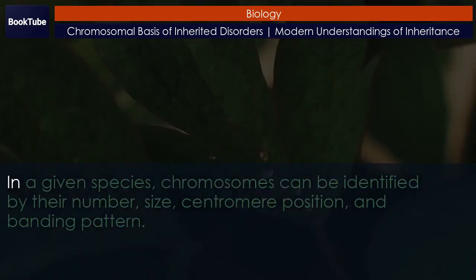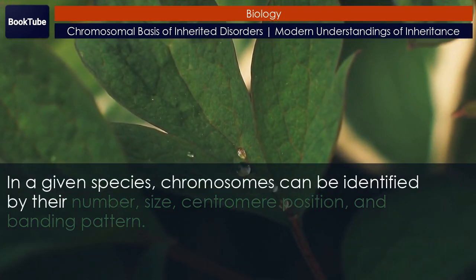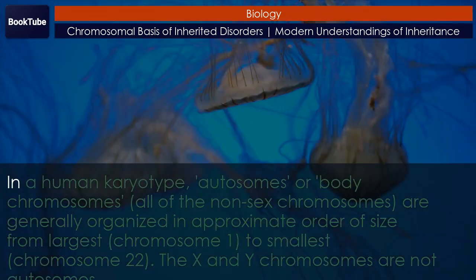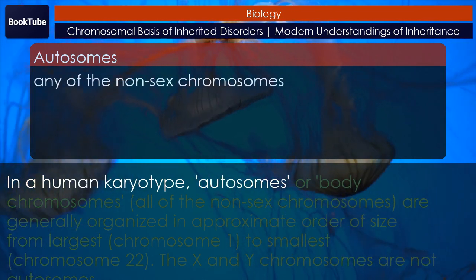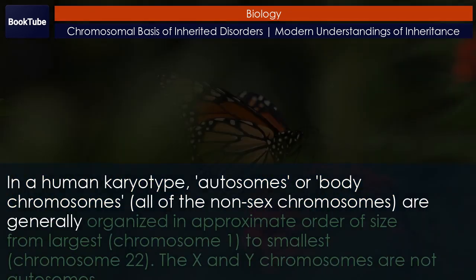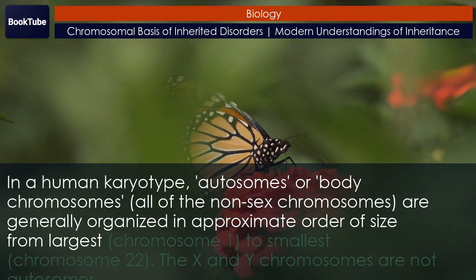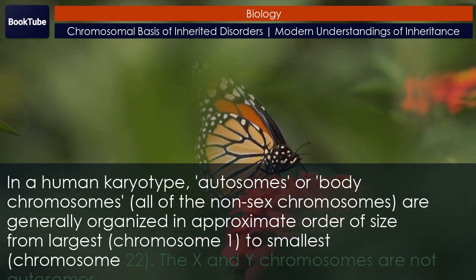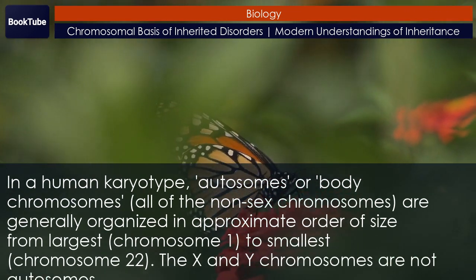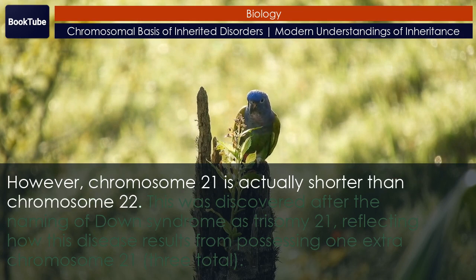Figure 1. In a given species, chromosomes can be identified by their number, size, centromere position, and banding pattern. In a human karyotype, autosomes, or body chromosomes, all of the non-sex chromosomes, are generally organized in approximate order of size from largest, chromosome 1, to smallest, chromosome 22. The X and Y chromosomes are not autosomes. However, chromosome 21 is actually shorter than chromosome 22.